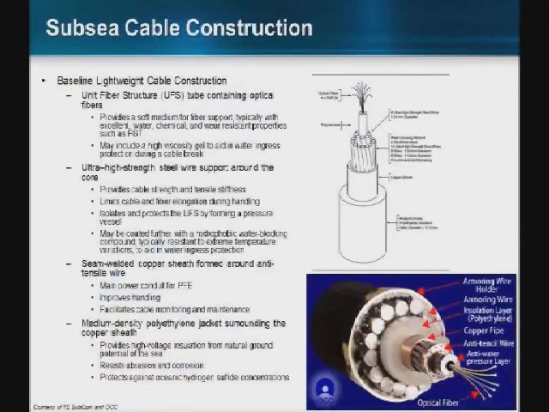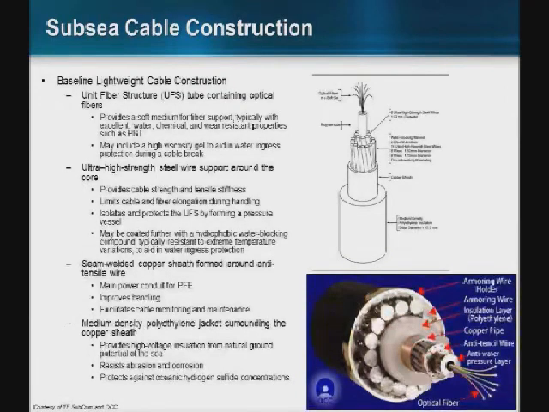This is just a snapshot of a typical subsea cable construction. It does vary by vendor. Typically you start with a unit fiber structure, basically a polymer tube that houses the optical pairs and protects them. Surrounding that, you typically have a high-strength steel wire support that adds strength and stiffness to the cable, as well as providing a pressure vessel.